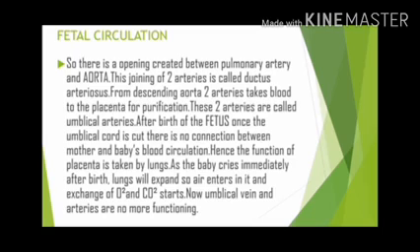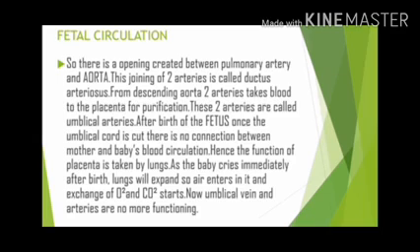So there is an opening created between the pulmonary artery and aorta. This joining of two arteries is called the ductus arteriosus. It means the pulmonary artery joins with the aorta. This special opening is called the ductus arteriosus. From the descending aorta, two arteries take blood to the placenta for purification. These two arteries are called umbilical arteries.